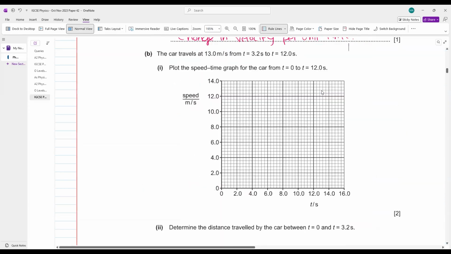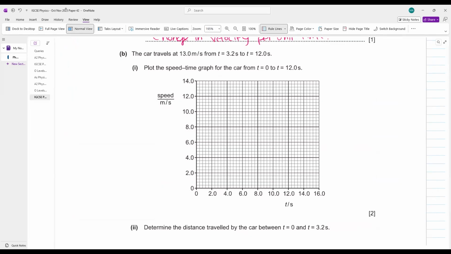The car travels at 13 meters per second. Okay, so you are traveling at a constant speed of 13 meters per second from time t equals 3.2 seconds to 12 seconds. Plot the speed time graph for the car from time t equals 0 till 12 seconds. So you have to plot the speed time graph. Can you realize at a time of t equals 0, your speed is 0? बेटा जब आपका टाइम 3.2 seconds हो रहा है, your speed is 13.